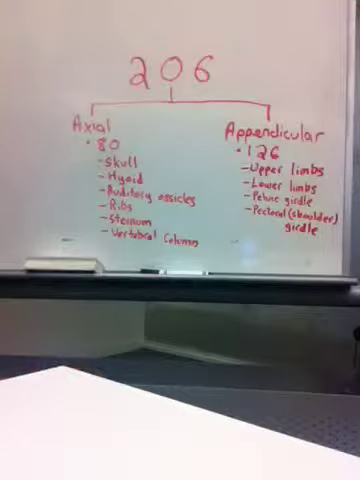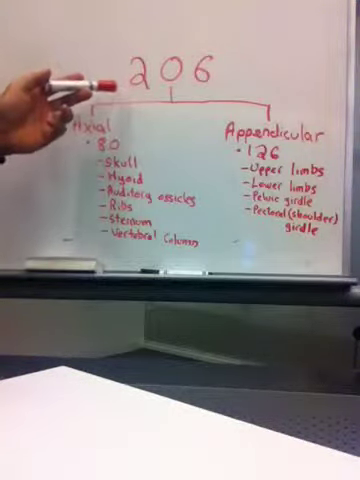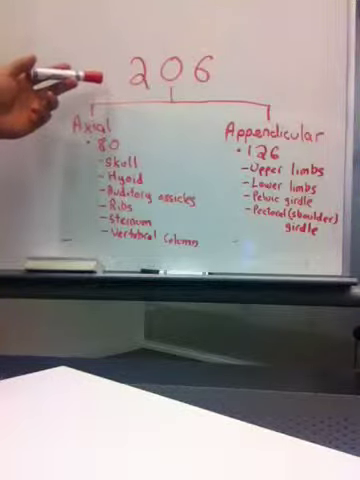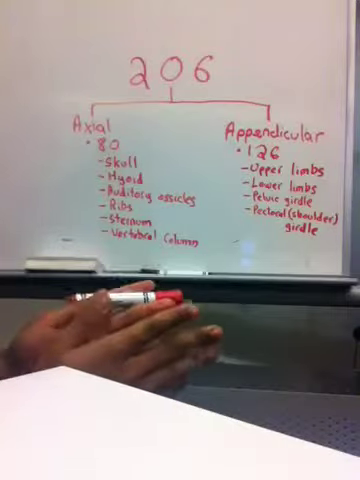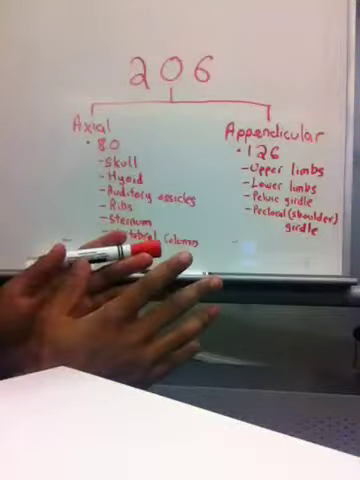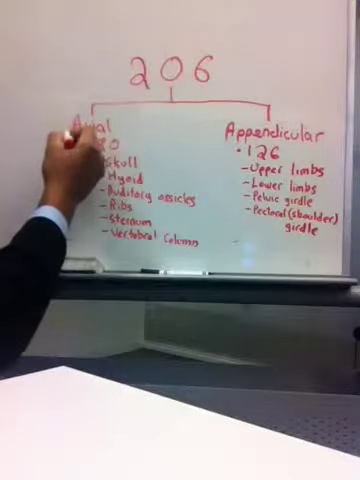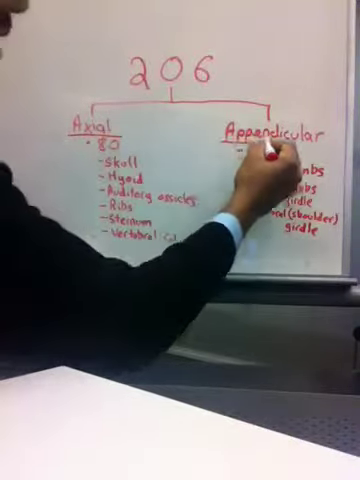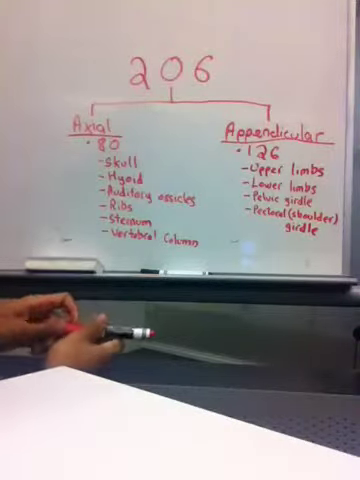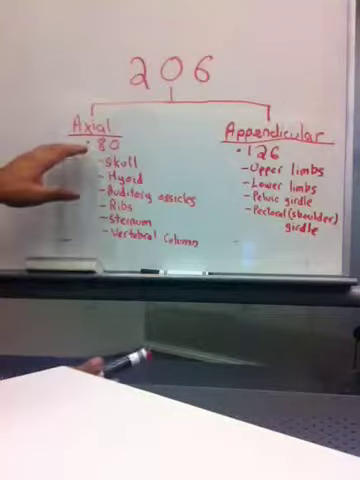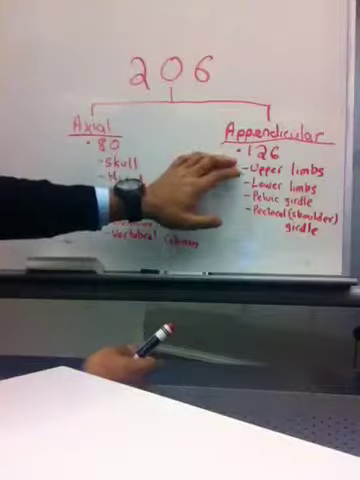As you can see over here, I have broken it down. The 206 bones that make up the human anatomy are split into two skeleton systems. All the bones in the human body are broken down into either the axial skeleton system or the appendicular skeleton system. Now, the axial skeleton system has approximately 80 bones in it, and the appendicular skeleton system has around 126 bones.